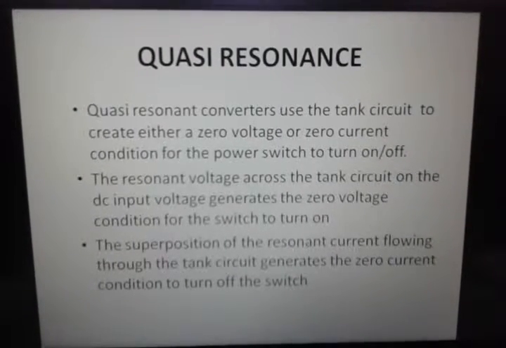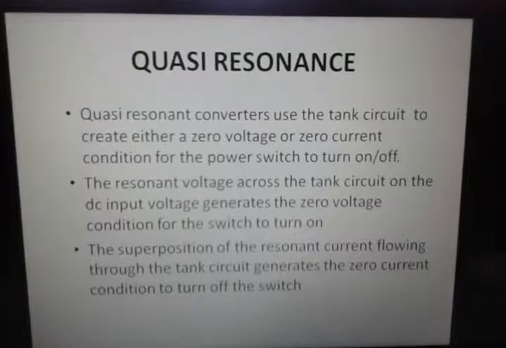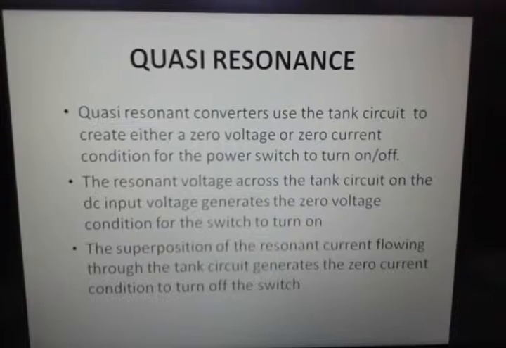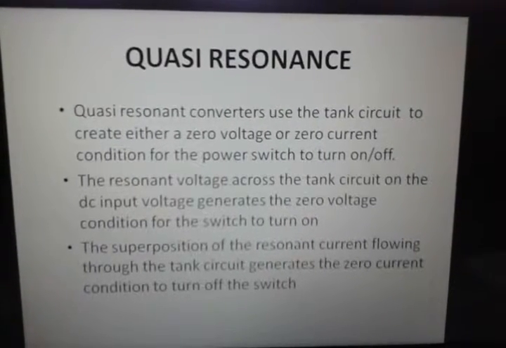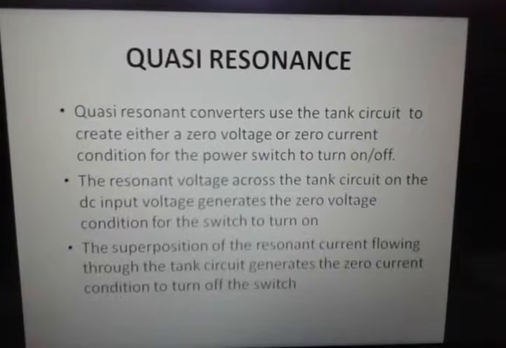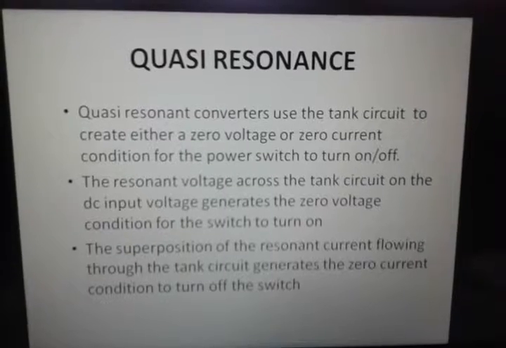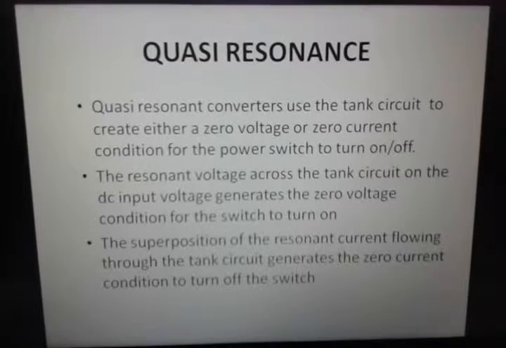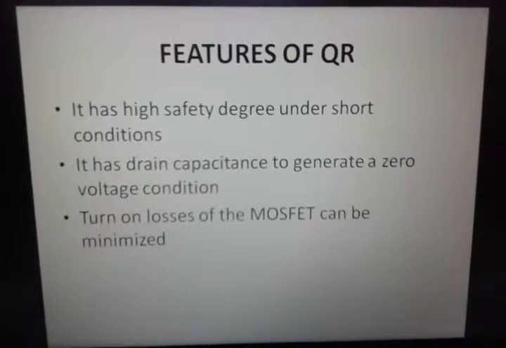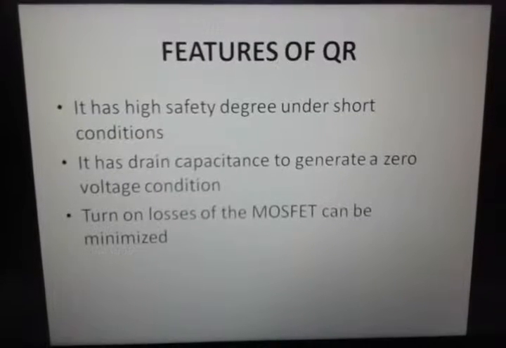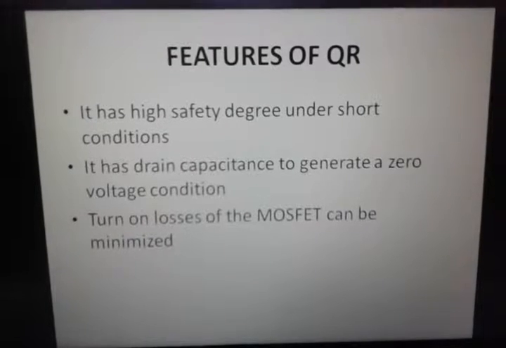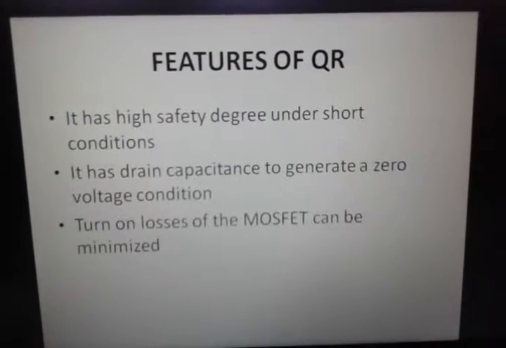Quasi-resonance. Quasi-resonant converters use the tank circuit to create either a zero voltage or zero current condition for the power switch to turn on or turn off. The resonant voltage across the tank circuit on the DC input voltage generates the zero voltage condition for the switch to turn on. The superposition of the resonant current flowing through the tank circuit generates the zero current condition to turn off the switch. Features: it has a high safety degree under short conditions. It has drain capacitance to generate a zero voltage condition. Turn on losses of the MOSFET can be minimized.